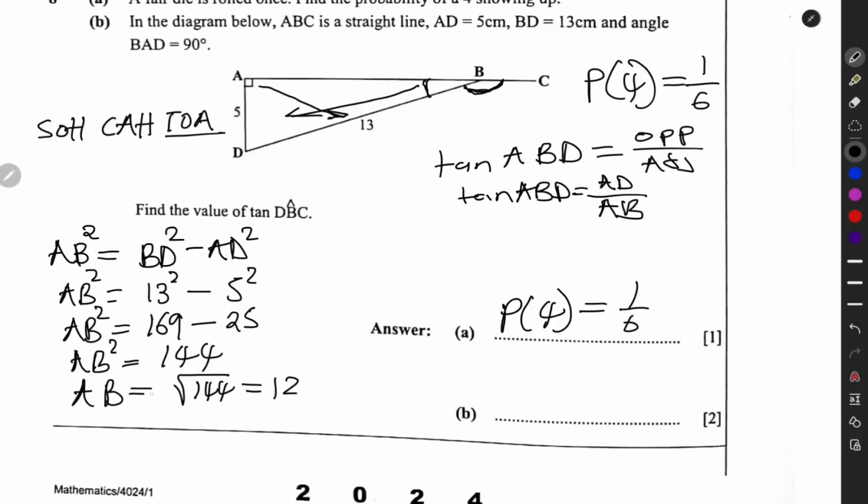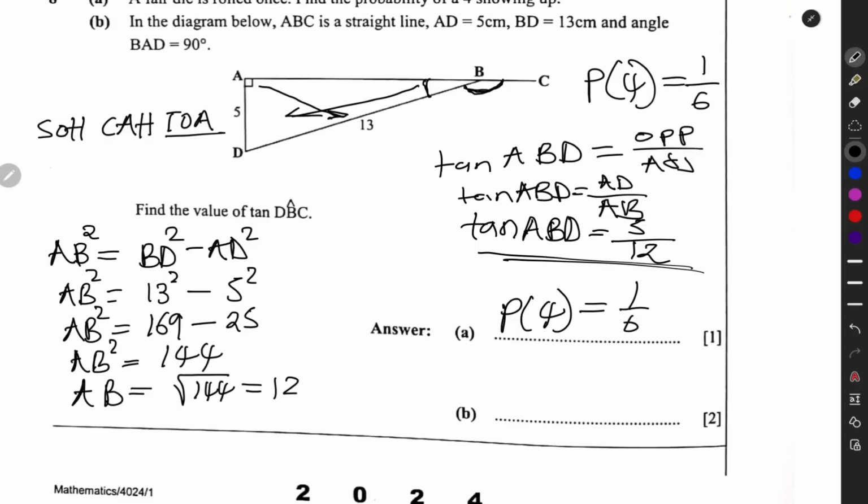Now we know what AB is, so we can say tan ABD is equal to AD over AB. AD is 5, and AB we found to be 12, so tan ABD is 5 over 12. But the tan that we have found is not the one we are asked to find.